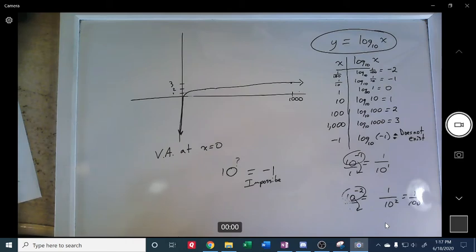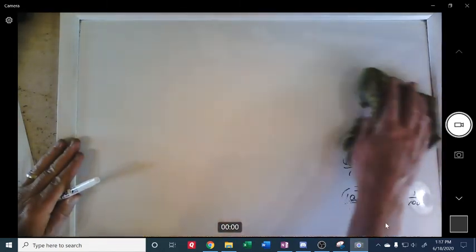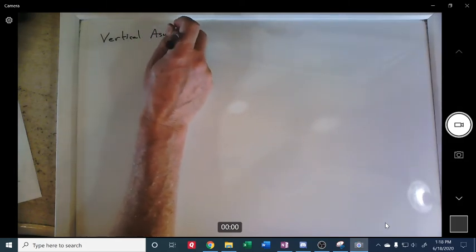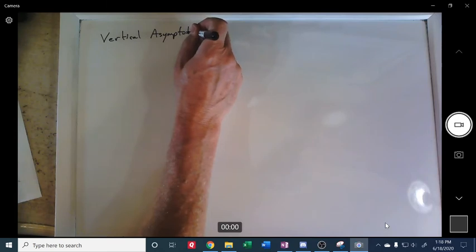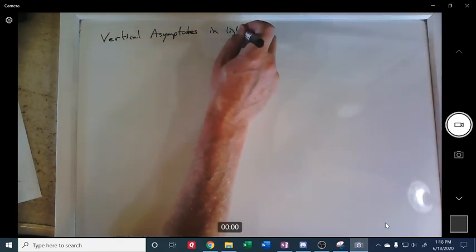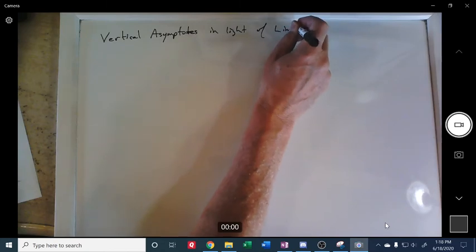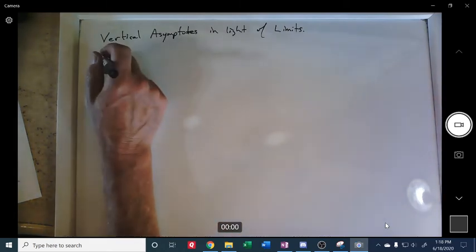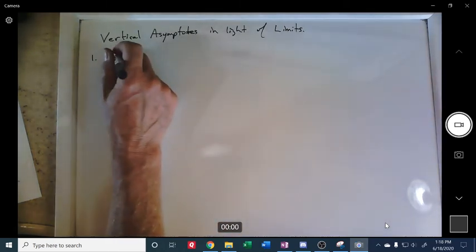Again, in the light of limits now. Okay. So, vertical asymptotes in light of limits. And I'm going to start with this question. So, number 1.